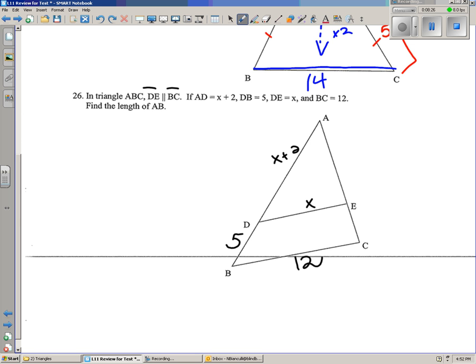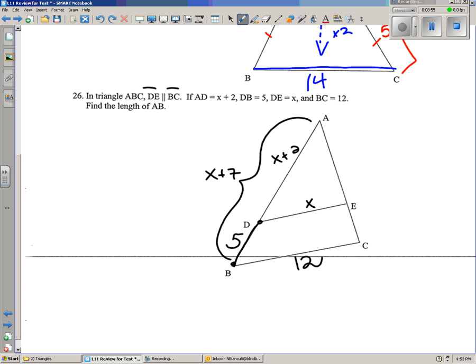Now here's the deal. This 5 is the tricky part. That 5 is not a side. It's not a full side in one of the triangles. So to form the full side in the large triangle, we add these guys up. Now, I've seen some kids have trouble with this. It's just combining like terms. It's 5 plus x plus 2. 5 plus 2 are numbers, they're like terms, so that's 7. And I have the x. So this full side would be x plus 7.